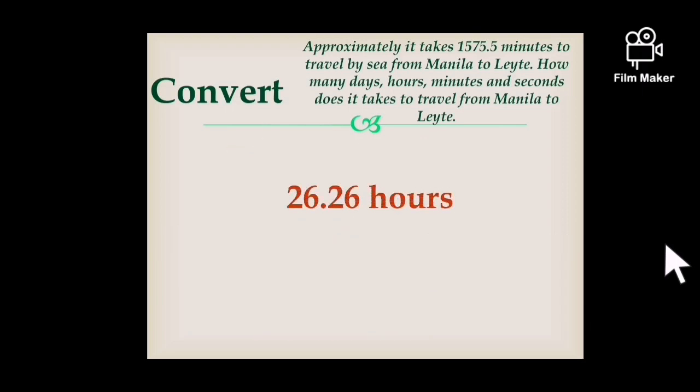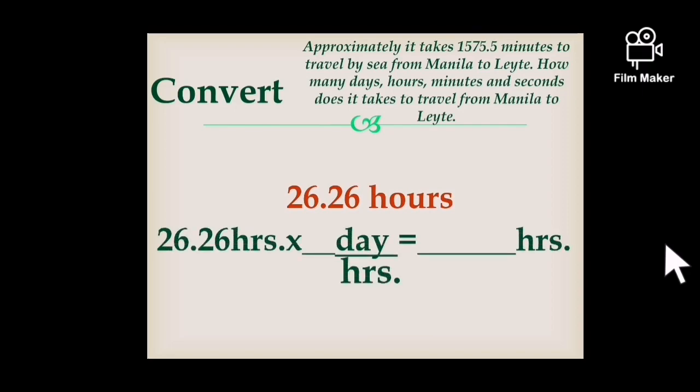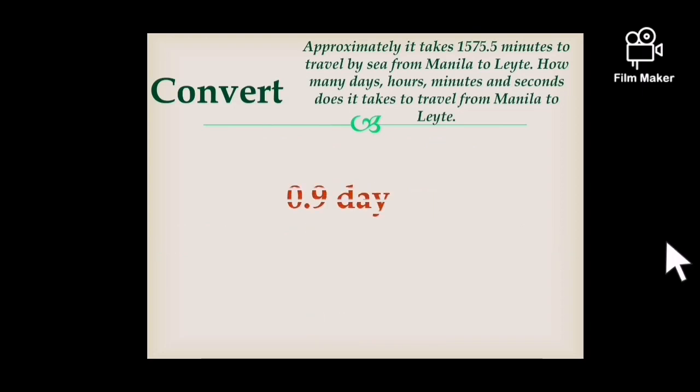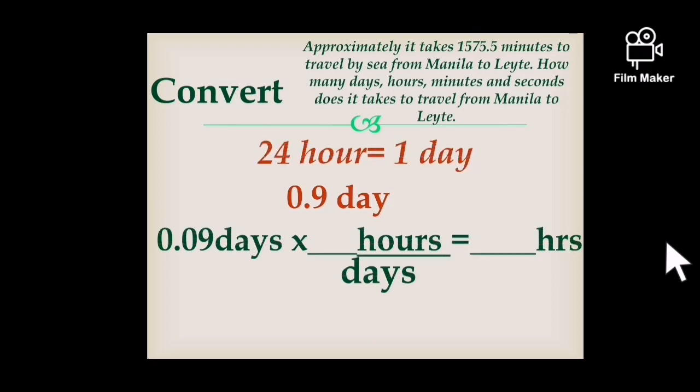So, we have 26.26 hours. I-convert natin this into day. Ilang araw ba to? So, 1 day is equal to 24 hours. So, 26.26 times 1 divided by 24 is 1.09 days. So, we have 0.09 day. Convert natin. So, 24 hours is equal to 1 day. So, 0.09 days times 24 is 2.16 divided by 1. So, that is 3.06 hours.